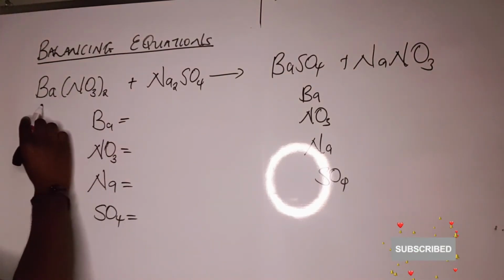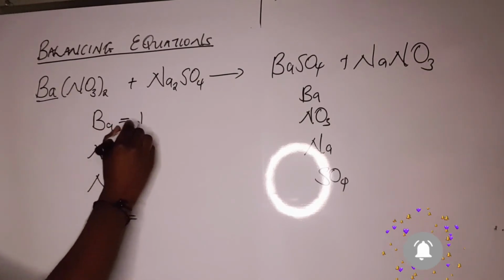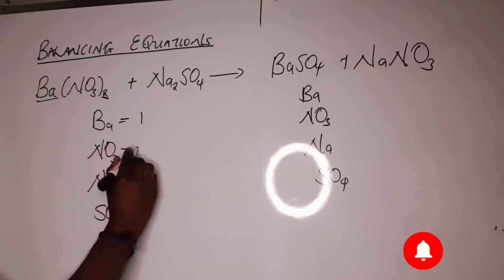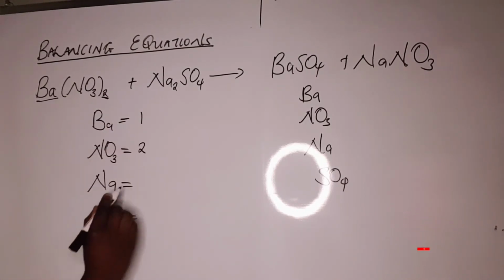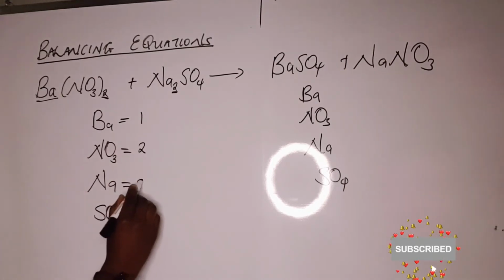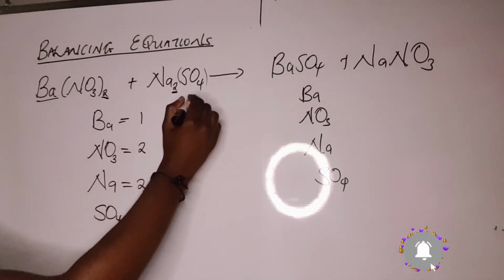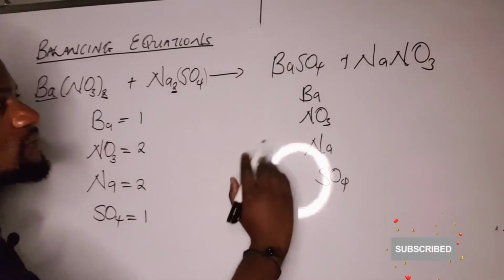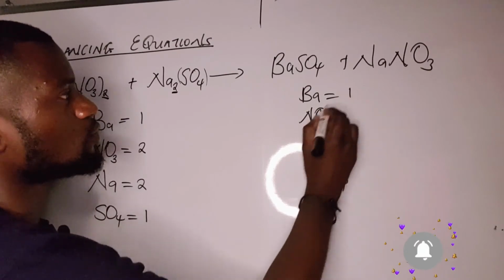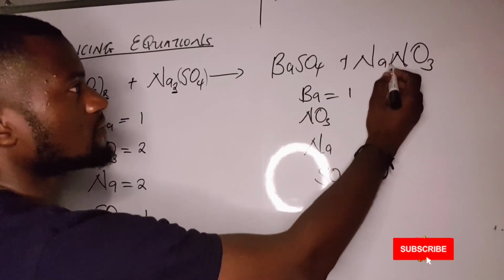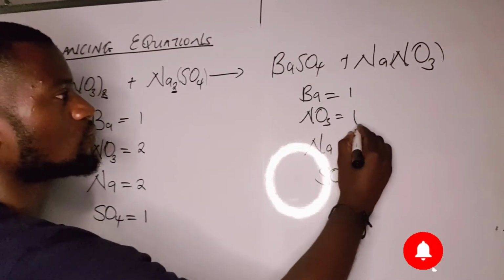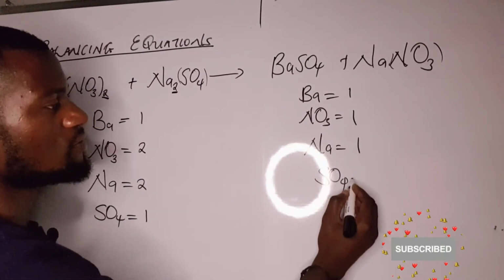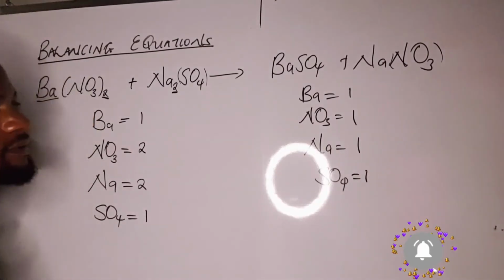So barium this side, we have 1. Nitrate, we have 2. Sodium, 2. Sulfate, 1. You do the same this side. Barium, 1. Nitrate, 1. Sodium, 1. And sulfate, 1.